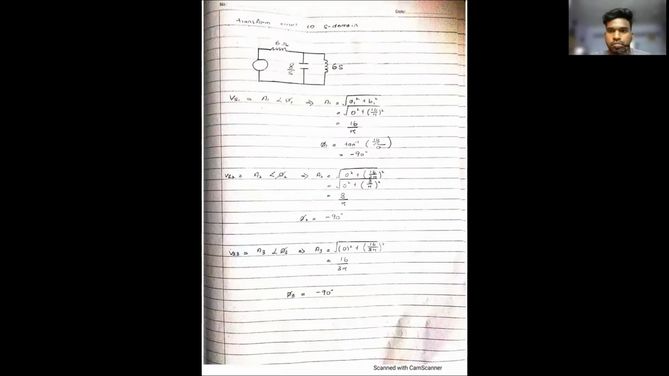In this slide, we'll be finding VS1, VS2, and VS3. To find the V, we need to use the formula of the square root of A1 squared plus B1 squared. We don't have A1 in this case, so we just have B1 squared. So 16 over 1 pi squared, and we get a final answer of 16 over pi. The same applies to the other two values, just that n is different. In this case we are using 2, and in this case we are using 3. Otherwise, the angle is the same for all the values, because the inverse tangent of infinity gives us negative 90.